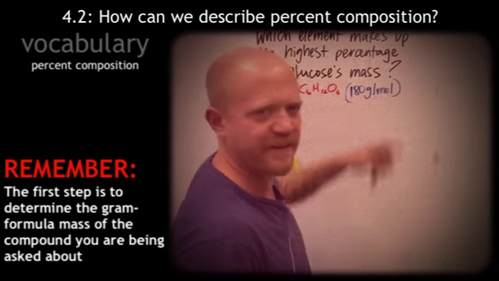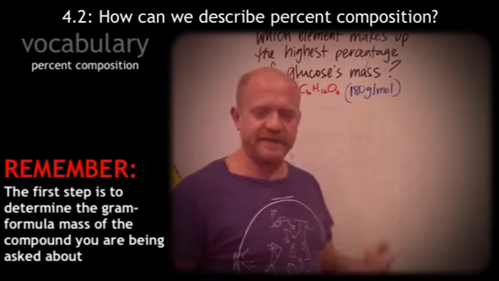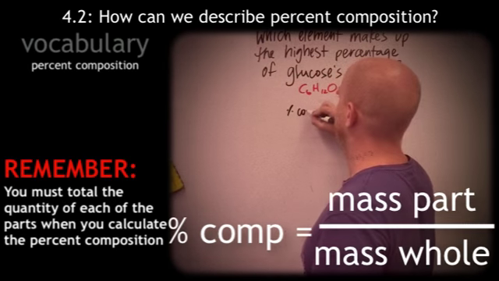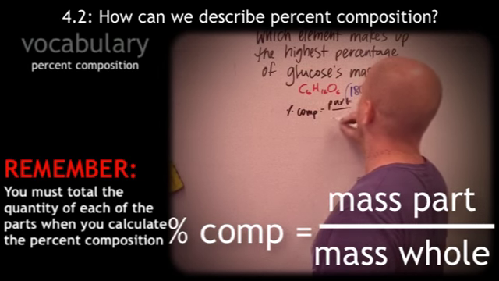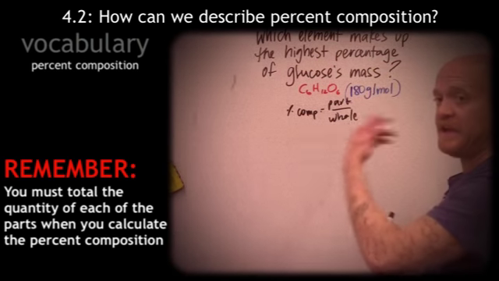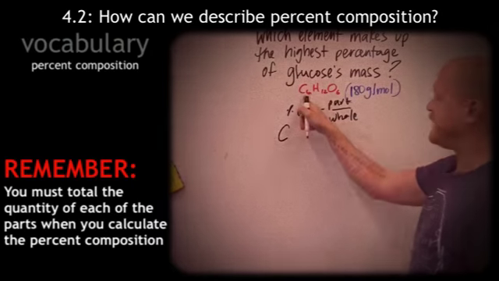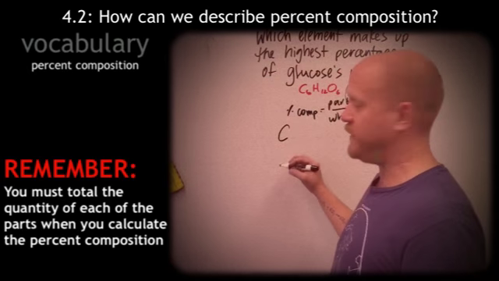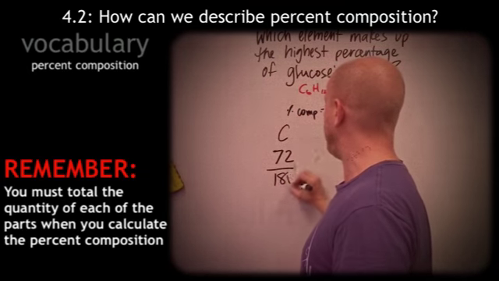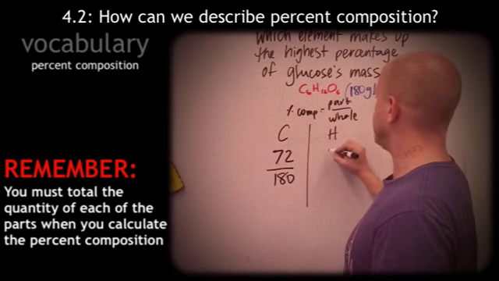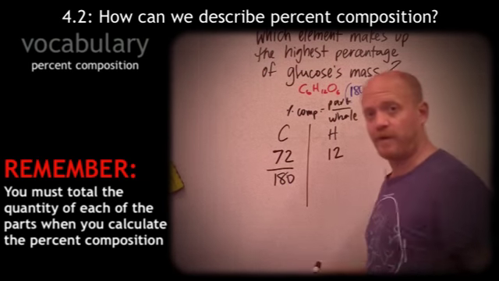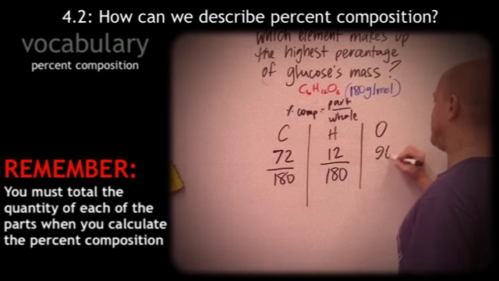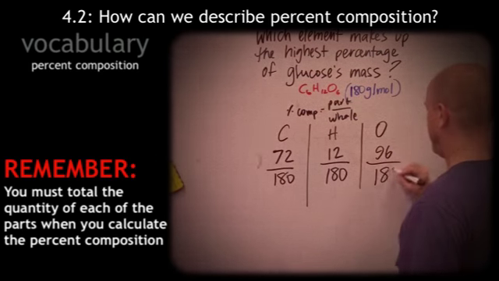Usually they'll give you this information, but I'm taking the long route because I want you to make sure that you know how to do this. So all we gotta do is remember, percent composition equals part over whole. So we're gonna do this for each one of the elements. For carbon, there is 6 carbon, so it's going to be the mass of the carbon, which was 72 over 180. For hydrogen, it's going to be the mass of the hydrogens. Each one weighed 1 gram. 12 over 180. And oxygen would be the six oxygens, which is 96 over 180.